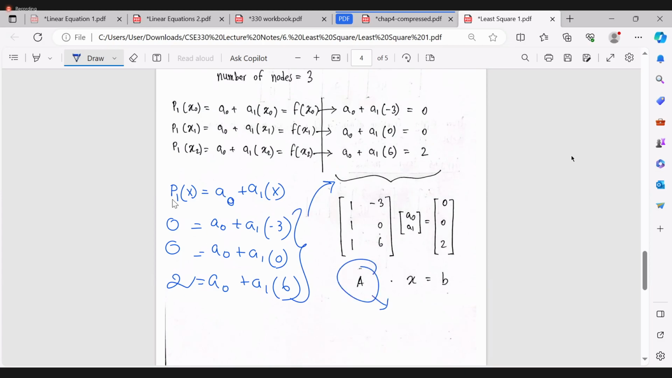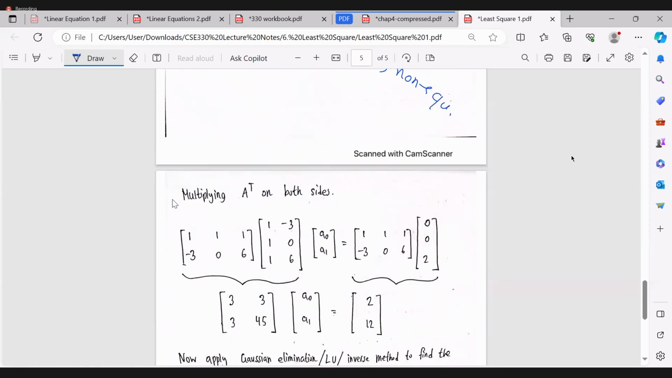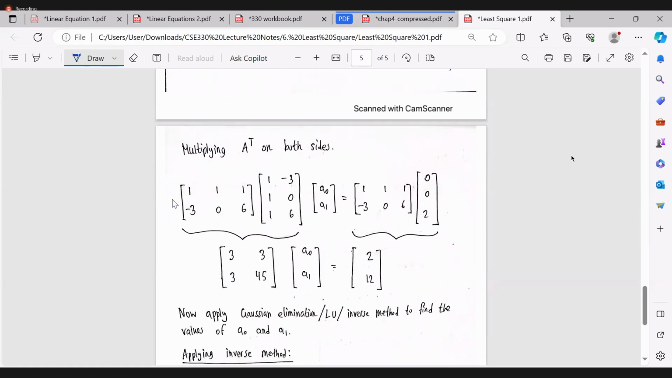And this is of course a non-square matrix. So what's the solution? If you get a non-square matrix as your A, you multiply both sides with A transpose, which is exactly what you're doing here. Now if you multiply A transpose with A, you get a square matrix. And you multiply A transpose with B. So you get this back. Okay, nice.